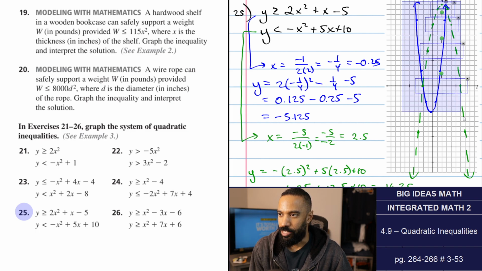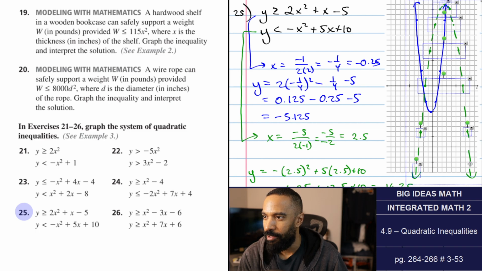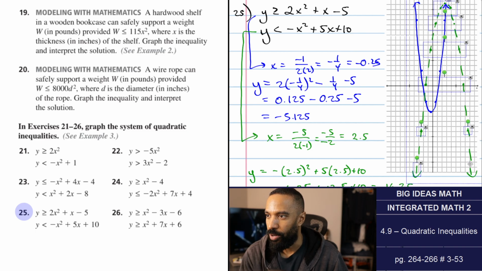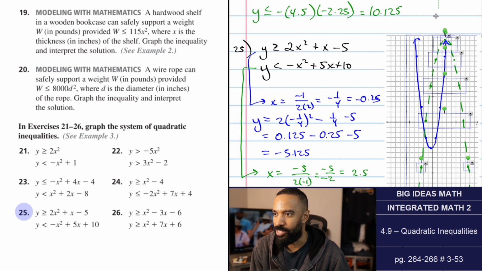Okay, so let me shift this over just slightly at 2.5, 16.25, maybe something like that. So that's that little shift.